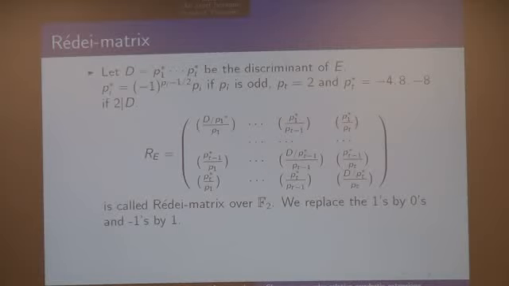Also, we can view the matrix over F2. We represent 1 by 0, and also minus 1 by 1. We can use this matrix to compute, for the quadratic field, the 4-rank as t minus 1 minus the rank of R_E.